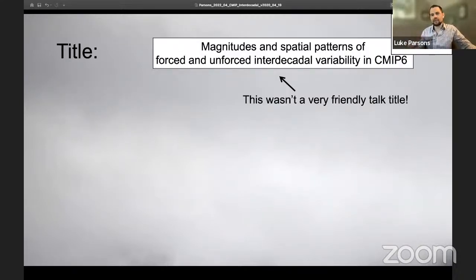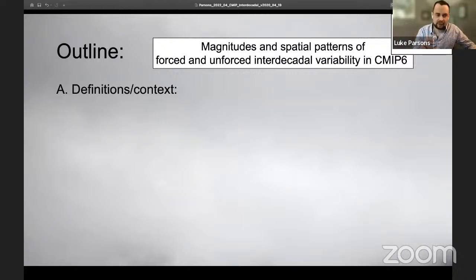Now, I want to recognize that hopefully we have some early career scientist folks here who are maybe undergrads or PhD students. And this was my talk title, Magnitudes and Spatial Patterns of Forced and Unforced Interdecadal Variability in CMIP6. There's an acronym there. And right off the bat, there's forced and unforced interdecadal variability. Maybe you don't know what that is. That's jargon within the climate field.